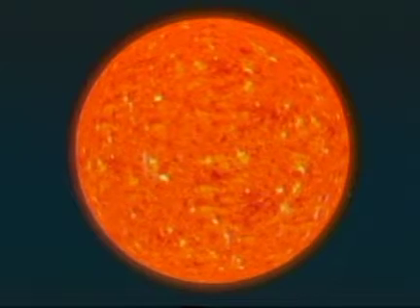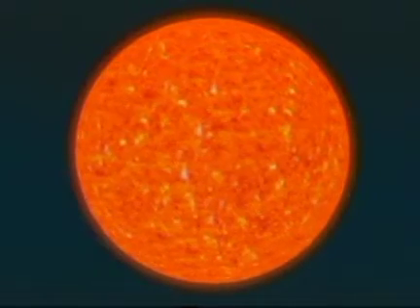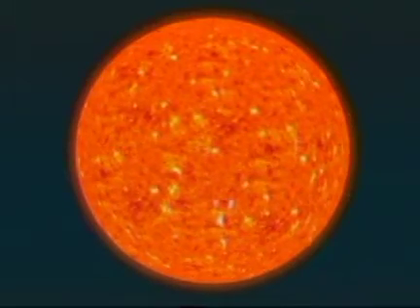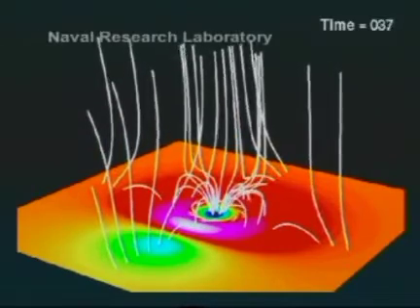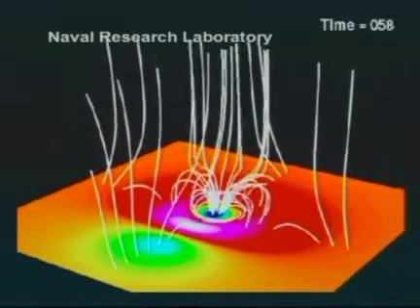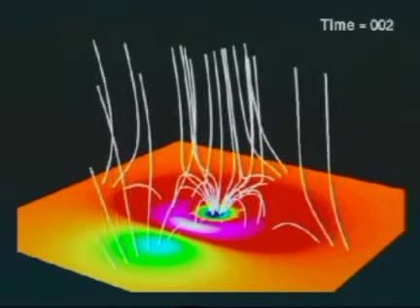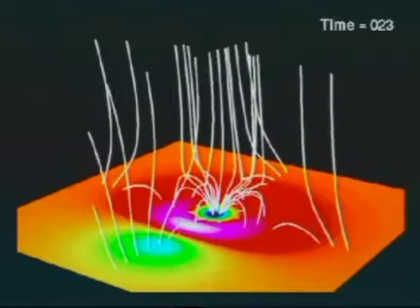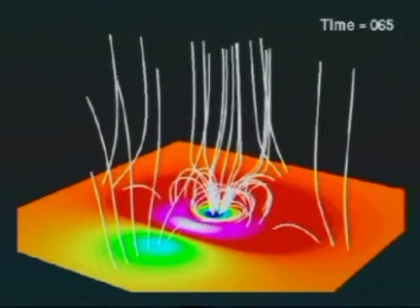Sometimes a smaller spot will emerge nearby, creating a magnetically complex region where particles are energized and then violently expelled. Supercomputer models show that rearranging magnetic field lines enables this process. The magnetic field at the sun's surface is coded in color ranging from blue for strong fields pointing into the sun to red for strong fields pointing out of the sun. The white lines represent magnetic field lines.